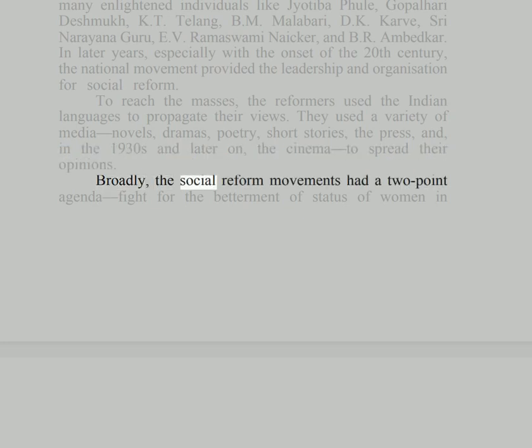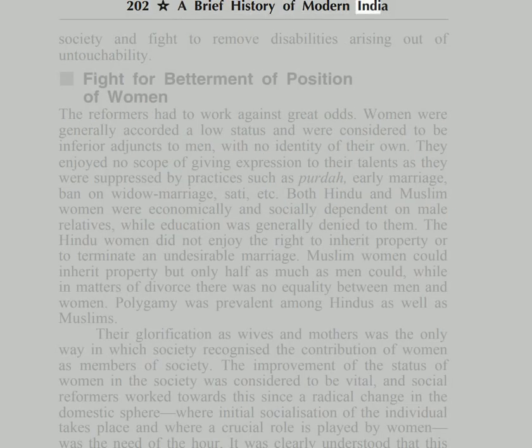Broadly, the social reform movements had a two-point agenda: fight for the betterment of status of women in society, and fight to remove disabilities arising out of untouchability. Fight for betterment of position of women. The reformers had to work against great odds.